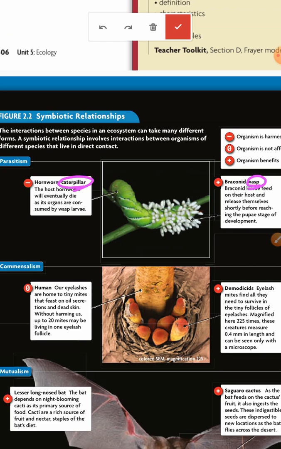This relationship is called or named what? Commensalism. Yes, named parasitism.